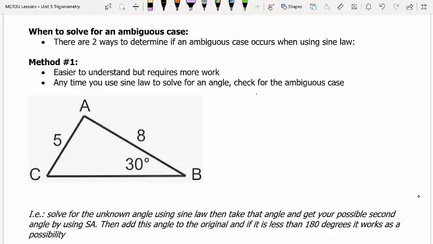So it's not requiring that you understand when an ambiguous case occurs, you just know that it occurs sometimes when you use Sine Law. So every time you use Sine Law, check for that ambiguous case. So here's how you would do that if you were one person who wanted to follow method 1. So here's a question, solve for angle C. Okay, you'd say, well, I have a value of a corresponding angle inside, so I'm going to use Sine Law.